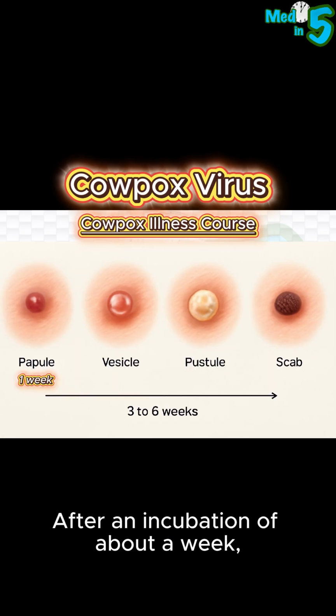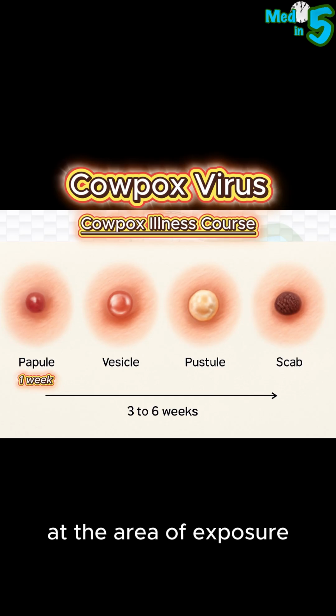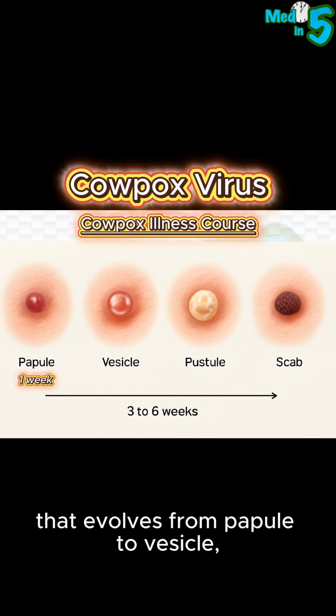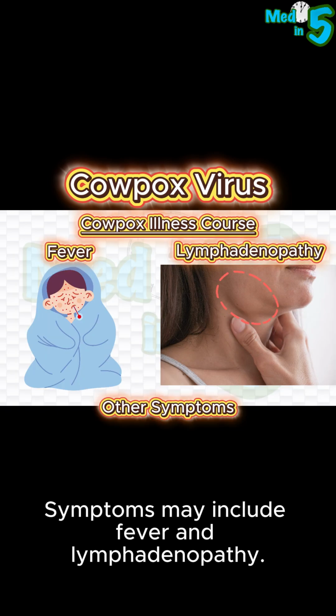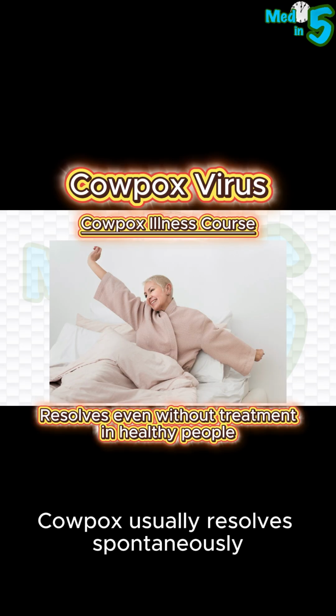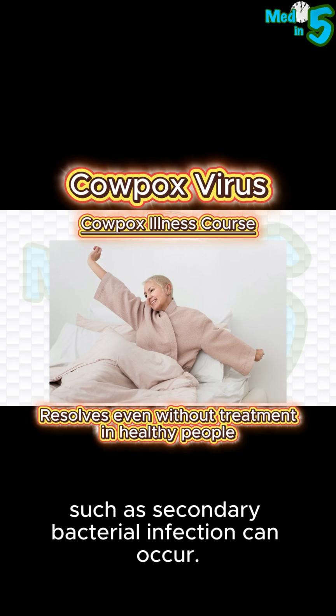After an incubation of about a week, patients develop a localized lesion at the area of exposure that evolves from papule to vesicle, pustule, and scab over 3 to 6 weeks. Symptoms may include fever and lymphadenopathy. Cowpox usually resolves spontaneously in healthy individuals, though minor complications such as secondary bacterial infection can occur.